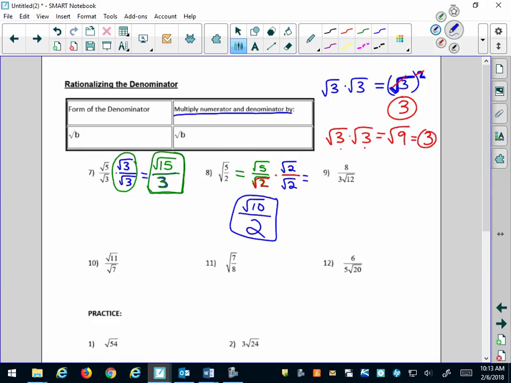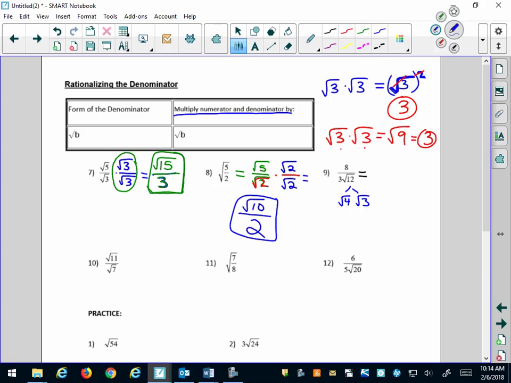Number 9 is a little tricky because this one is actually not simplified yet. The square root of 12 can be simplified further. So we'll get the same answer whether we rationalize first or simplify first, but I tend to want to simplify first. Okay? So let's take the square root of 12. Like we learned on the other video, this can be rewritten as the square root of 4 times the square root of 3. That's 12. Square root of 12 equals the square root of 4 times the square root of 3.